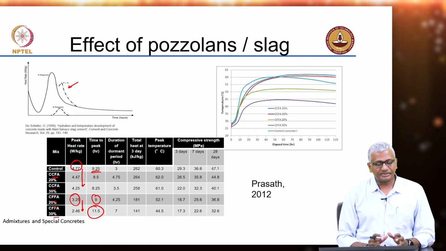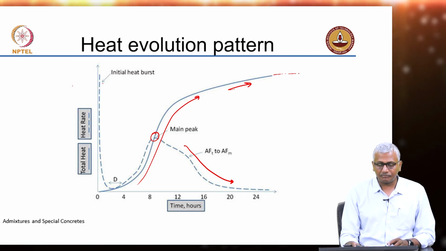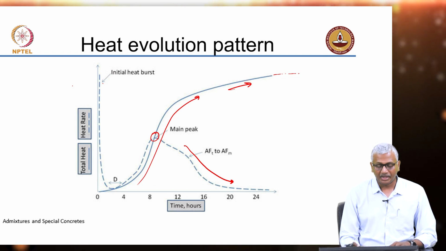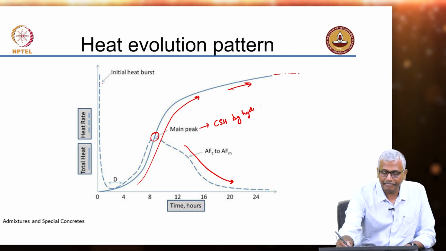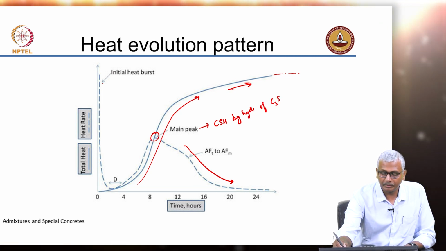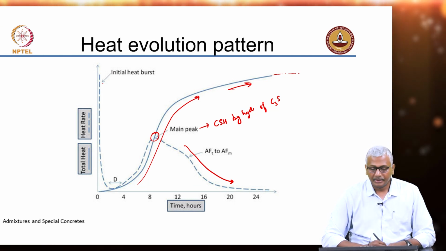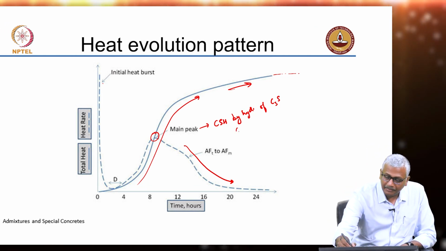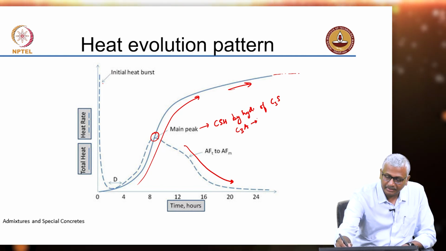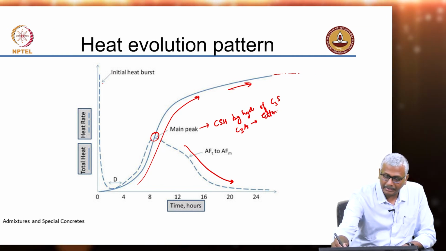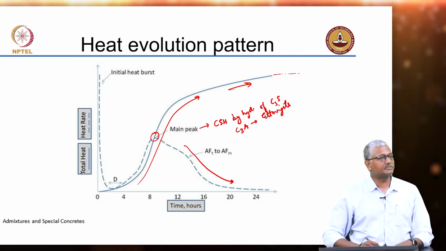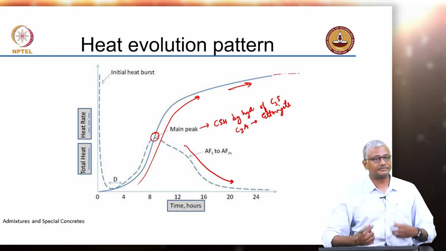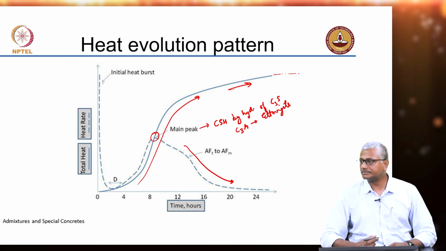Now, very often we have to go back to the original heat curve to really understand what these peaks are coming from. If you look at the main peak, it is from the production of CSH by hydration of C3S. At the same time, you also have C3A producing ettringite. Now, in a system that contributes a lot of reactive alumina, what will happen?